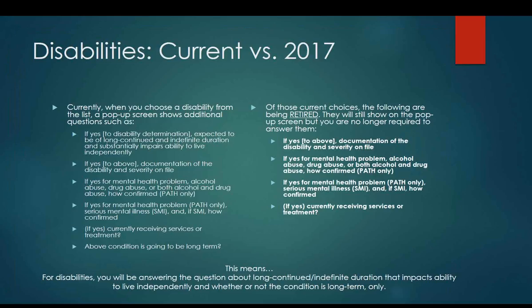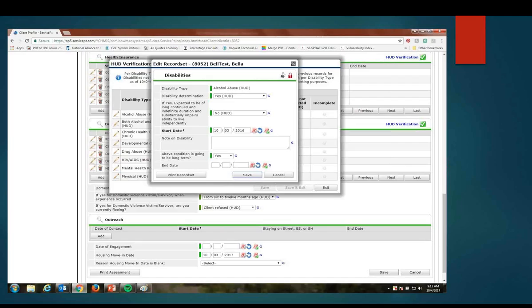On the disabilities screen, I think everyone will be happy about this. They've taken out some of the confusing questions as well as the questions that are for PATH only. So this has helped immensely. They've removed whether or not the agency has documentation of a disability on file. They've removed both of the PATH questions, and they've removed the question about currently receiving services or treatment. So what used to be a very long screen that you used to bounce around a lot to answer the questions is much shorter now and much more direct.